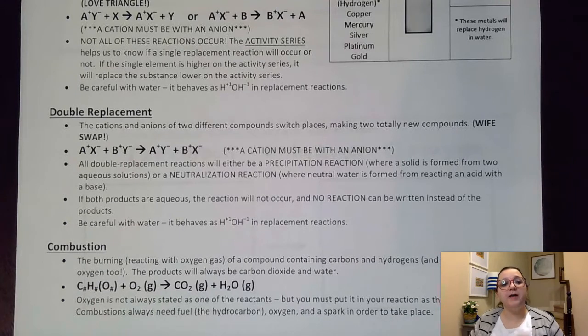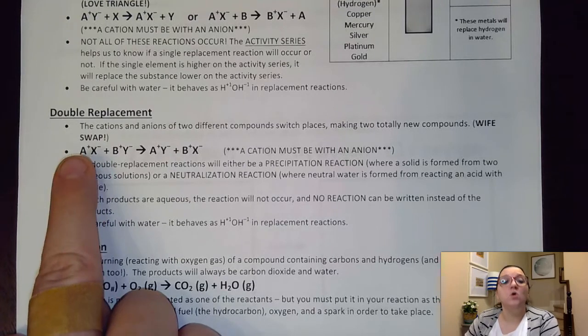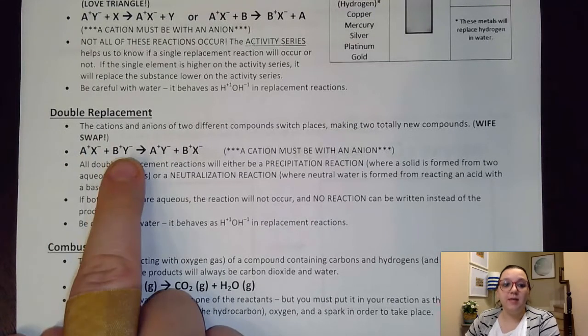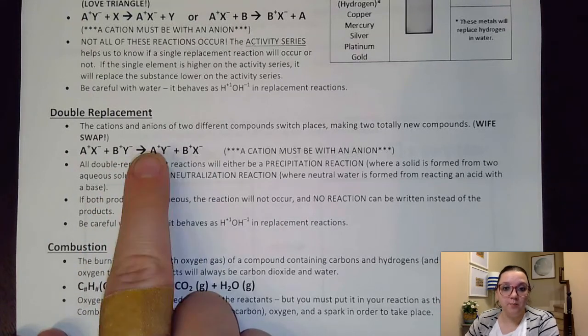All right, next we have double replacements. This is where our cations and anions in two compounds basically switch around. So the cation and the anion from one substance would end up switching with the cation and anion from a different substance. So we end up creating two new compounds here.